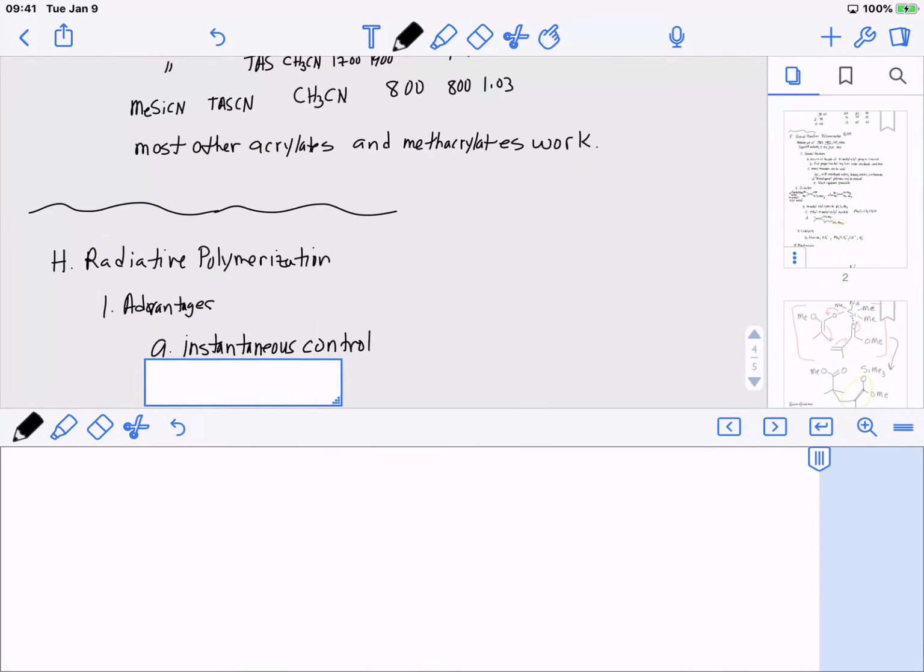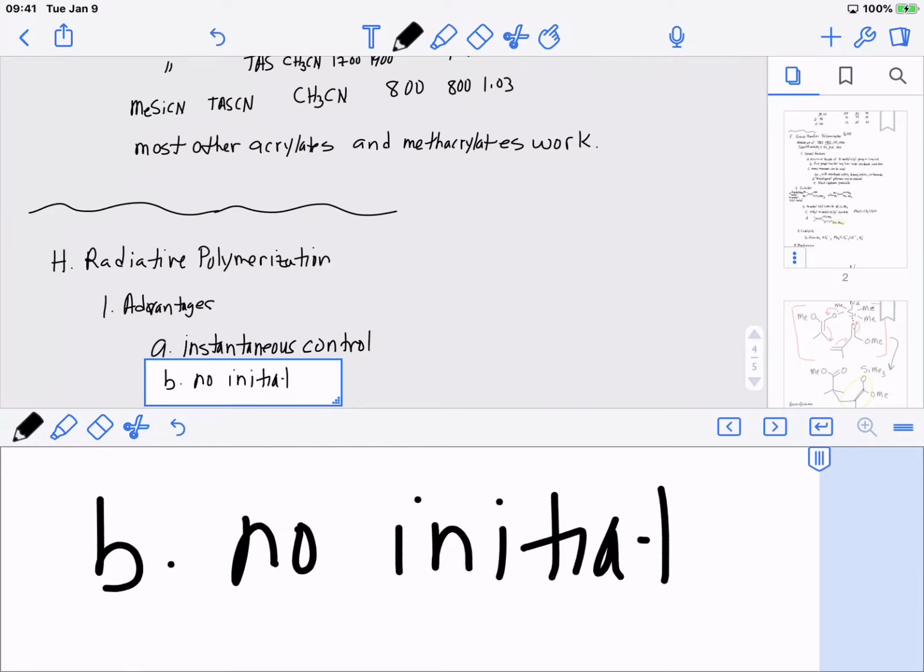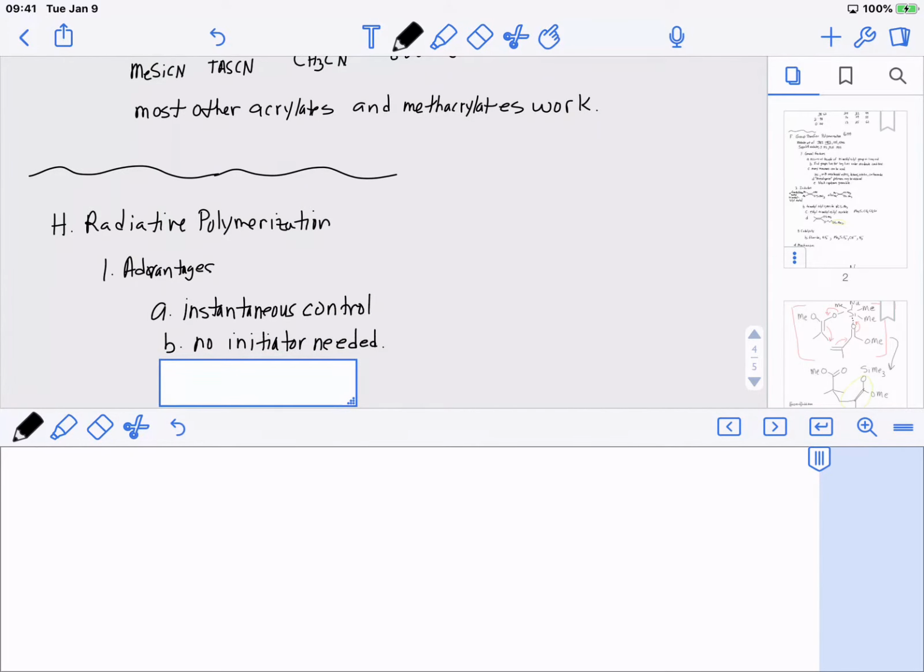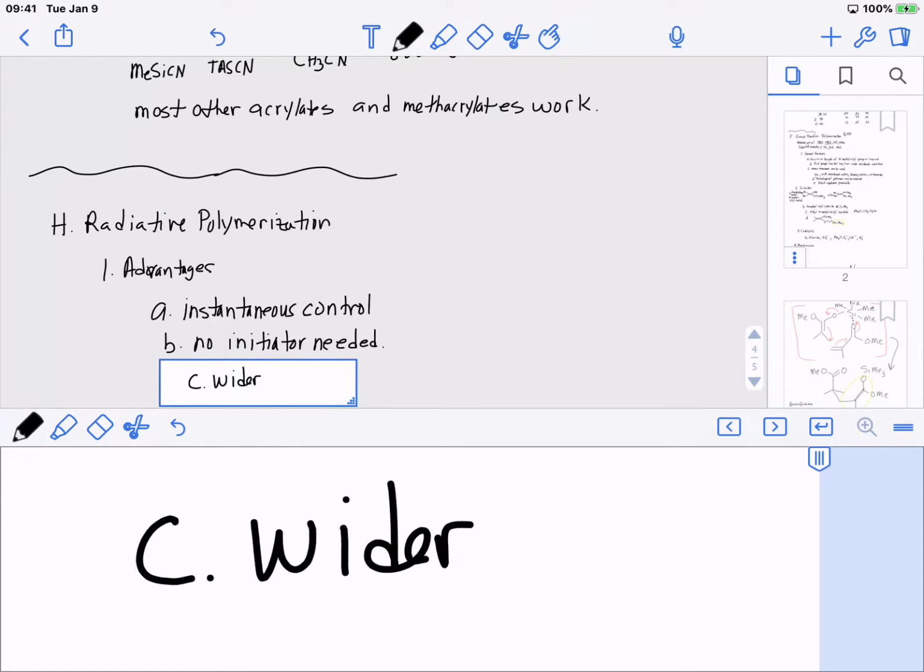Usually, there's no initiator needed. Well, sometimes you can put a sensitizer in. Why? Because you don't have to add anything special in there. Some high energy radiation comes in and it just knocks electrons around. And so it can knock it around in a traditional initiator. It can knock it around in the monomer. So it gives you access to a wider range of temperatures.